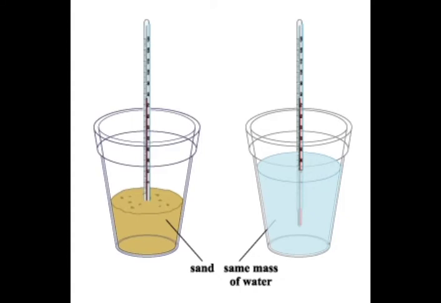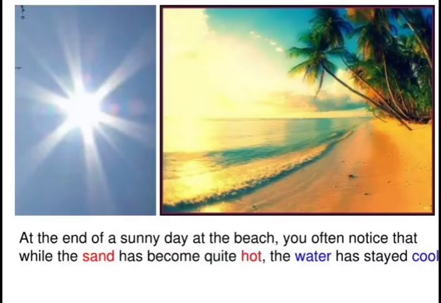After some time, check the temperatures again. Now you will observe that the sand has cooled off but the water is still hot, which proves that the sand heats up quickly and cools down quickly, whereas water takes more time to heat up and also takes more time to cool down. This is the same reason why in the late afternoon at a beach you often notice that the sand has become quite hot, whereas the water is comparatively cold.